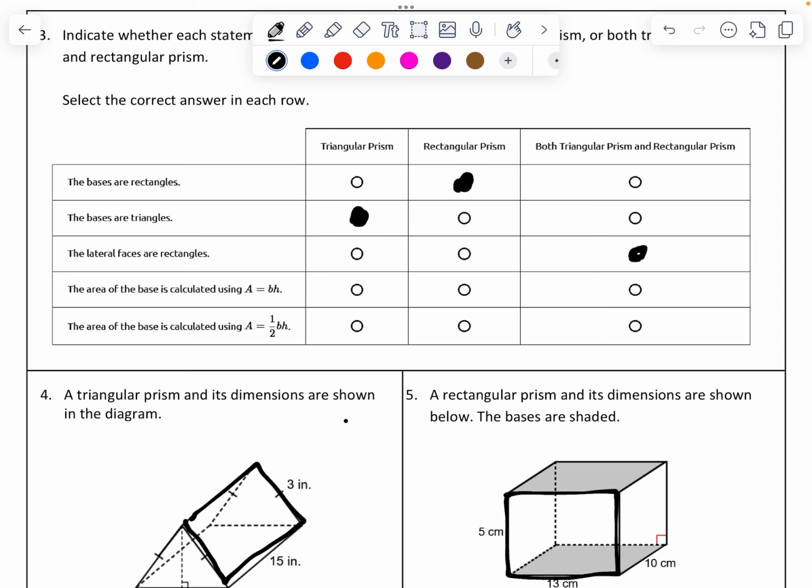And then it has the area of the base is base times height. Well, that is for a rectangle, and that's on your formula chart. And then we have 1/2 base times height. That would be a triangle, which is also on your chart.